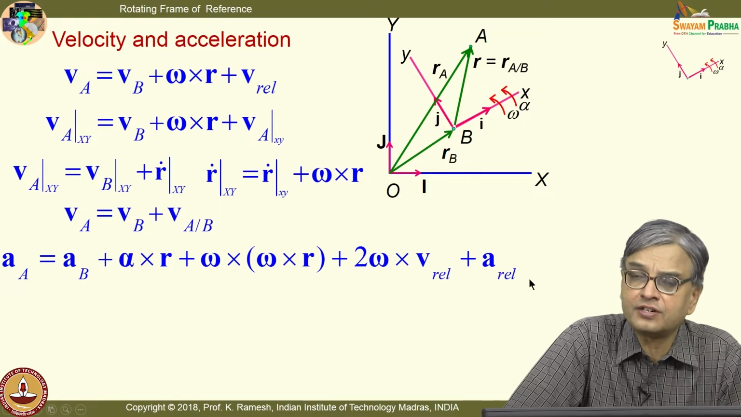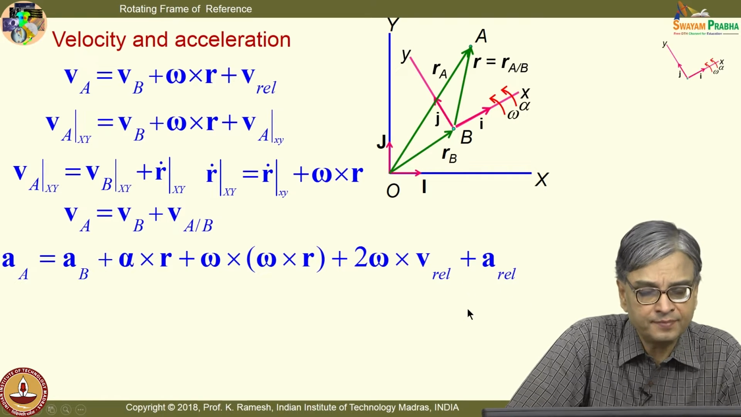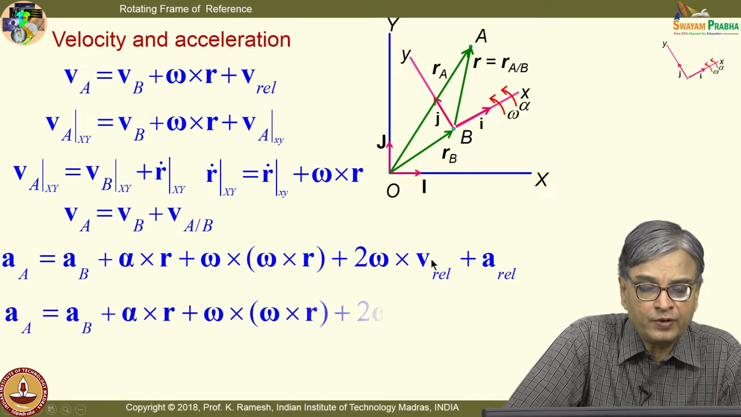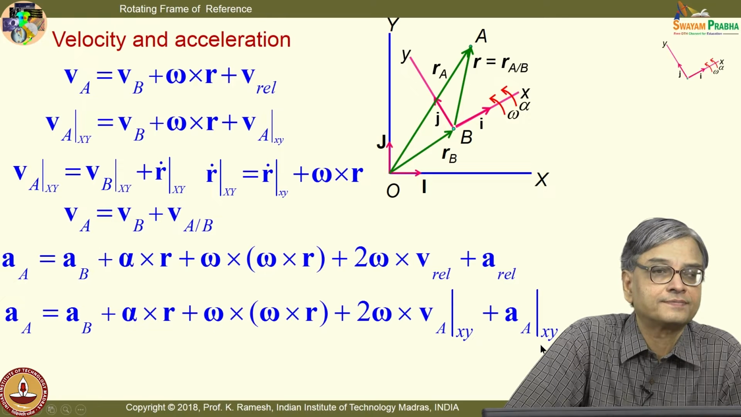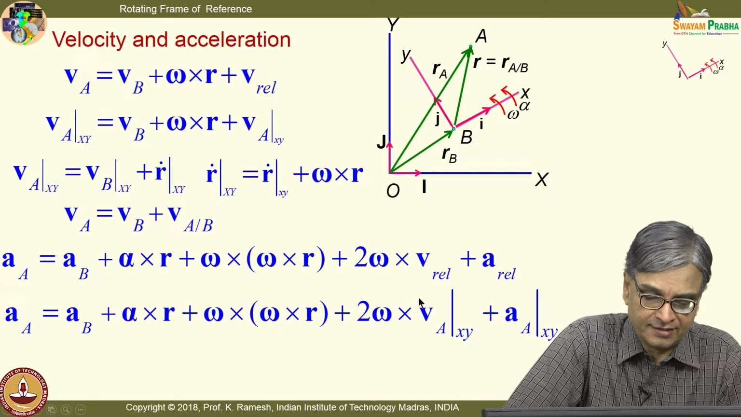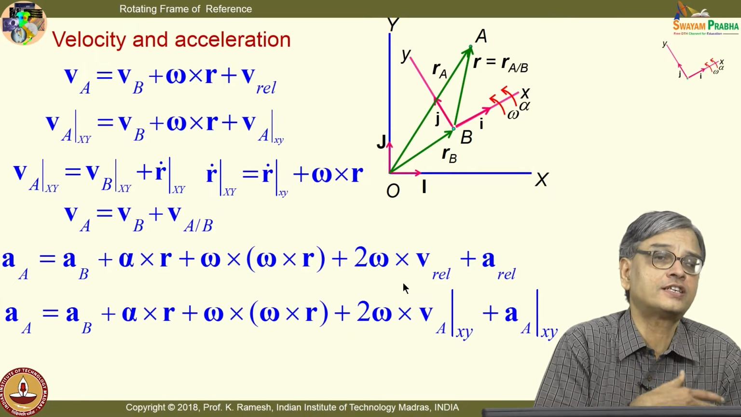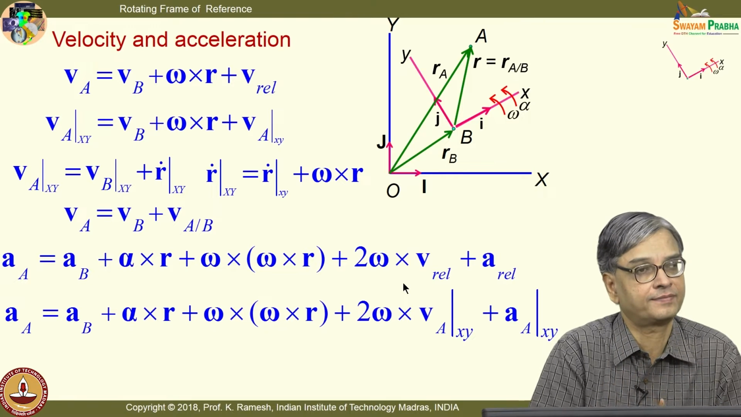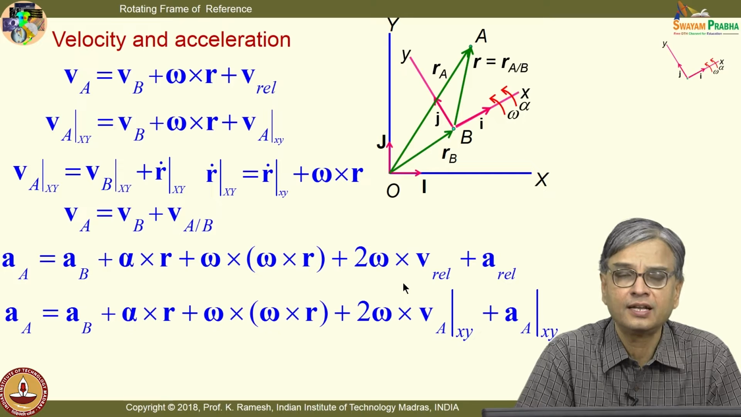This is a symbolism used in Meriam, so I do not want to confuse you, so I retain that same symbolism, which can also be viewed as V A with respect to small x y, A with respect to small x y. And I said this is known as Coriolis acceleration. This was difficult to perceive if you sit in a rotating frame of reference and try to find out the quantity. And we will also have a detailed discussion about this in one of the classes later.